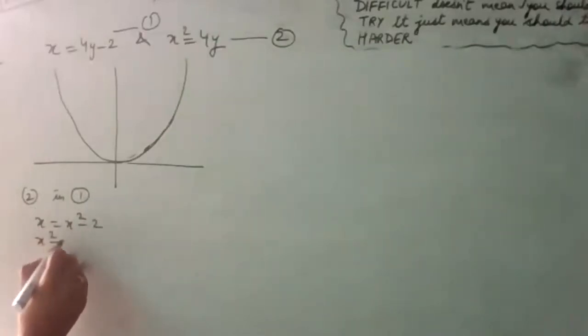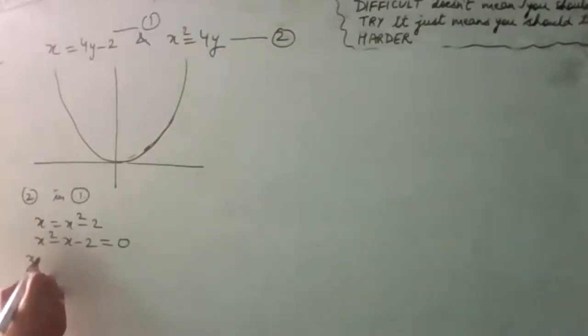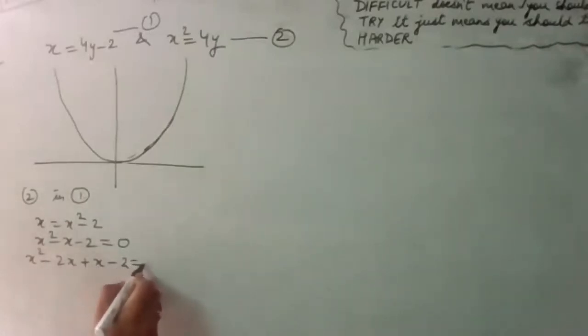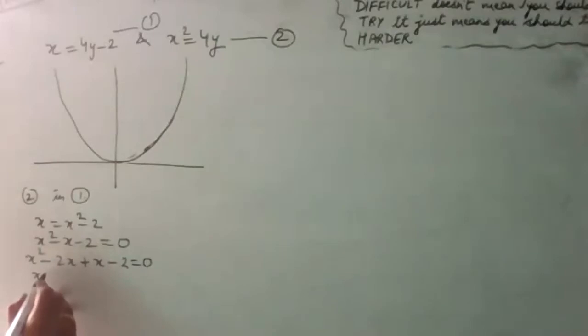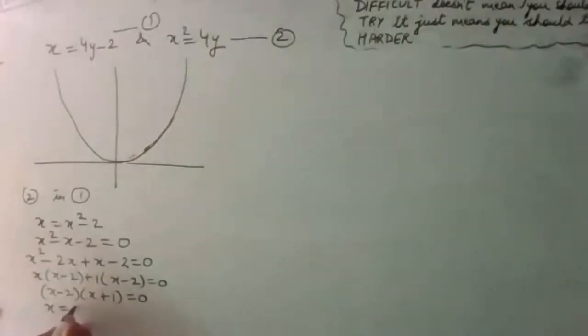So this becomes x square minus x minus 2 equal to 0. And when we solve this, we get x square minus 2x plus x minus 2 equal to 0. So x minus 2 plus 1, x minus 2 equal to 0. We get x minus 2 and x plus 1. So one of the values of x is 2 and another value is minus 1.